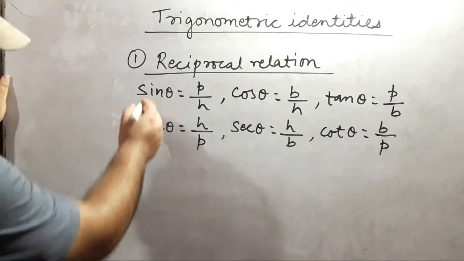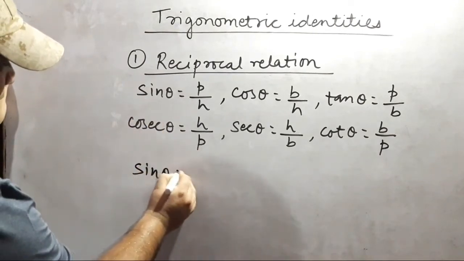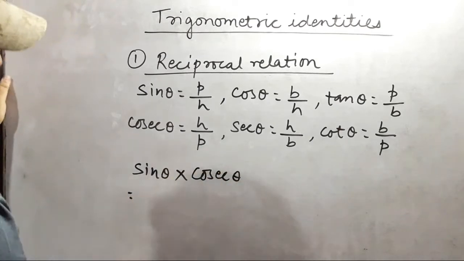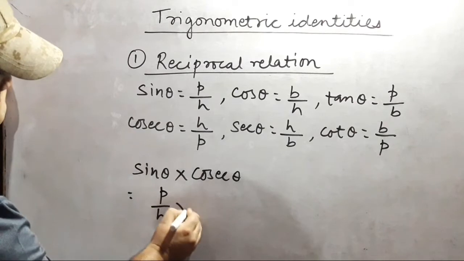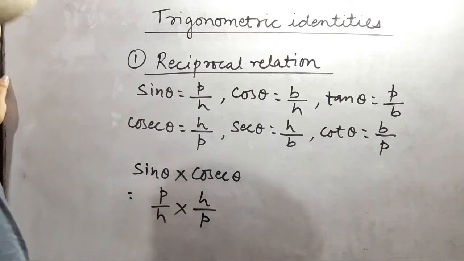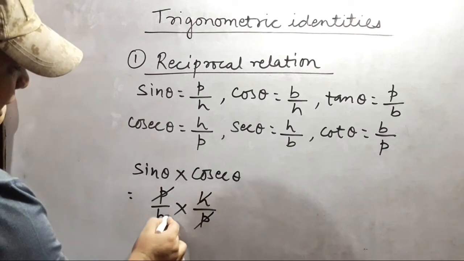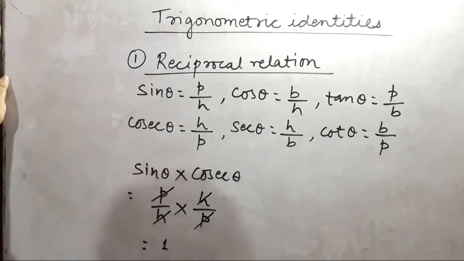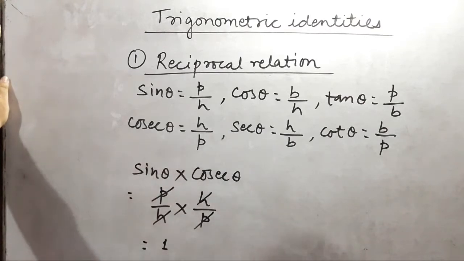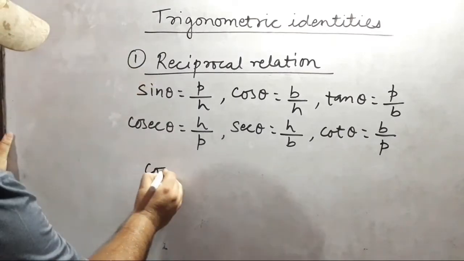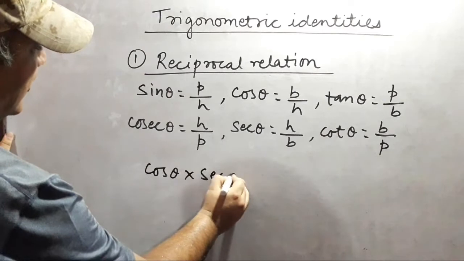Let's see. Sin theta into cosec theta. The ratio of sin theta is P by H into the ratio of cosec theta is H by P. Here we can see that this P and this P get cancelled. Similarly, this H and H get cancelled. We shall get 1. So here we can conclude that the product of sine theta and cosec theta is equal to 1.